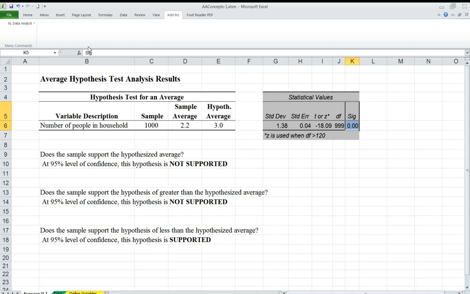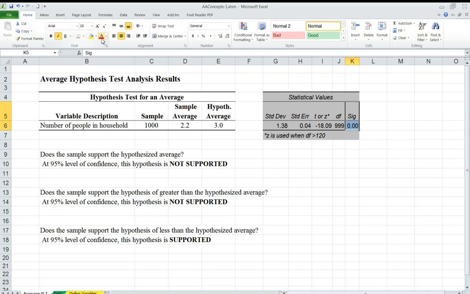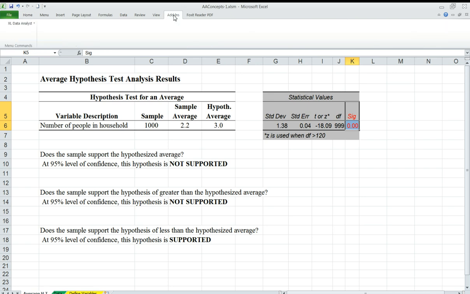The significance level is very important. I'm going to highlight it in red because it is the trigger which is used to accept or reject the null hypothesis. In our case, the significance level is very small. Actually, it's smaller than 0.05. Therefore, because it is smaller than 0.05, we reject the null hypothesis.